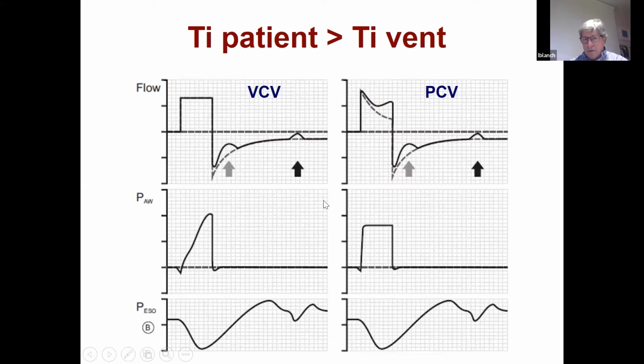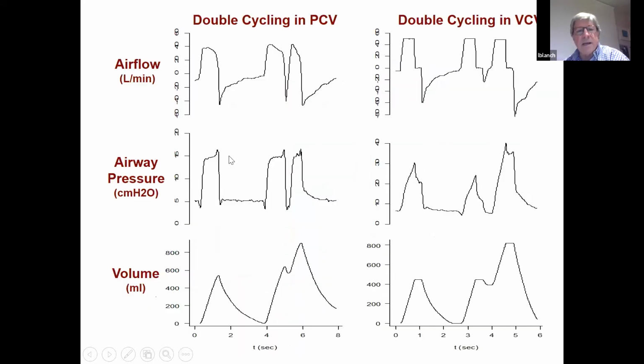In a brief summary of the asynchronies, consider when the inspiratory time of the patient is longer than the inspiratory time of the ventilator. Then at the end of the ventilator inspiratory time, the patient is still inspiring. If we look at the flow and pressure waveforms on the ventilator, we will see this type of asynchrony that essentially occurs during inspiration.